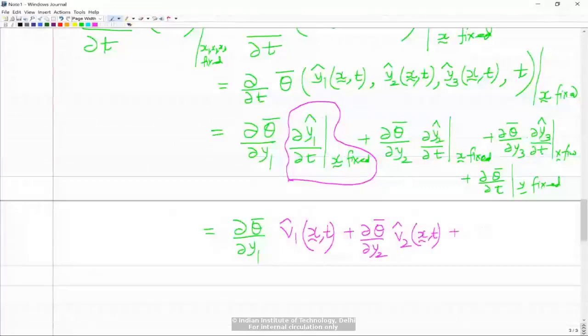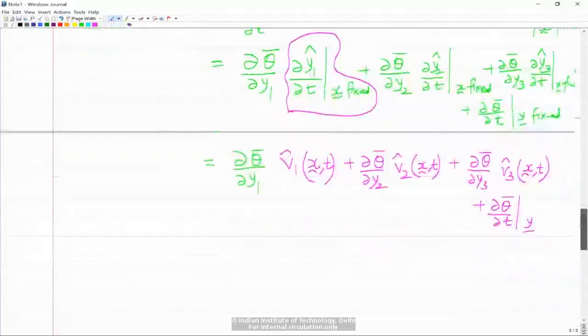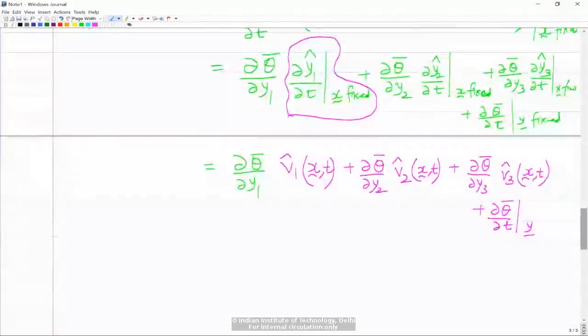So you have to revise what I taught in the previous class. Okay, always do that before coming to the class, always revise. Plus del theta bar by del y3 into v3 hat of x comma t. And then the last one, del theta bar by del t, keeping y fixed.